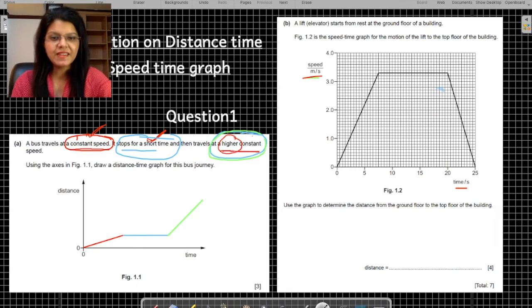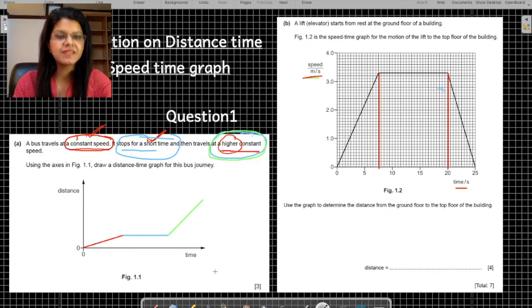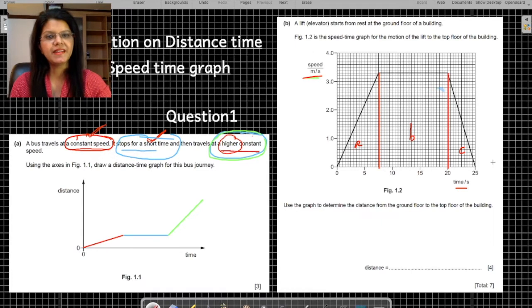How do we find the area? Let us divide this graph into simpler figures for which we know the formula for finding the area. So here we have one triangle, another triangle. All you have to do is find the area of this figure A plus the area of this figure B plus the area of this figure C. Let us find the area then.